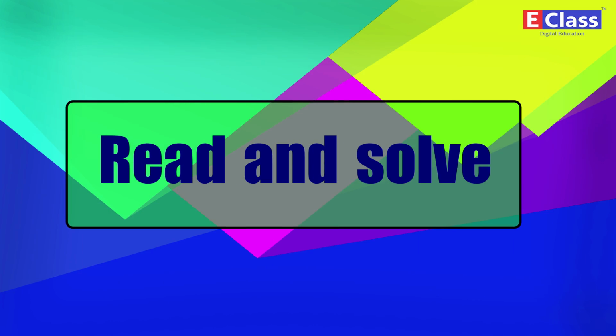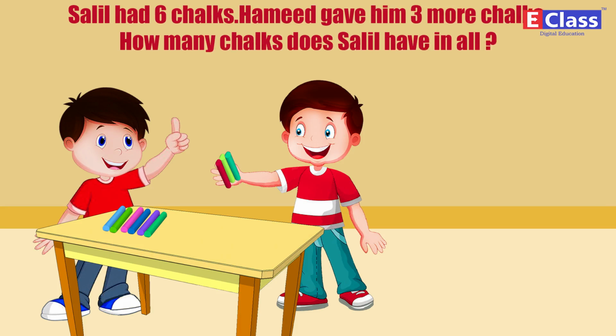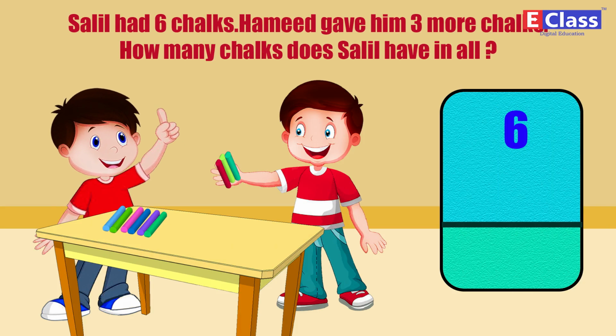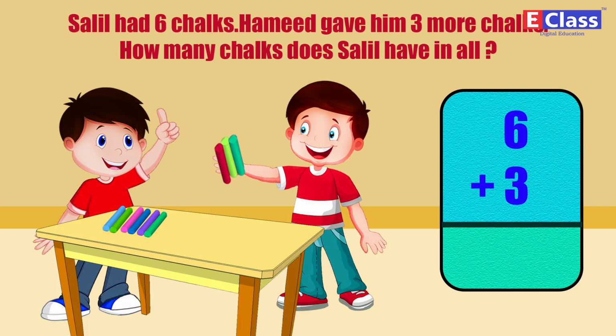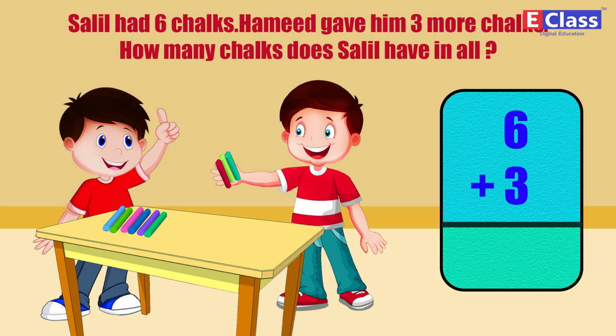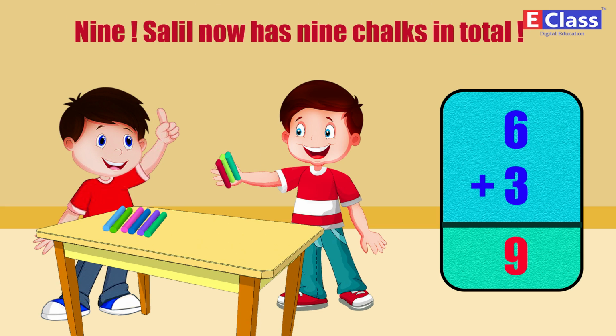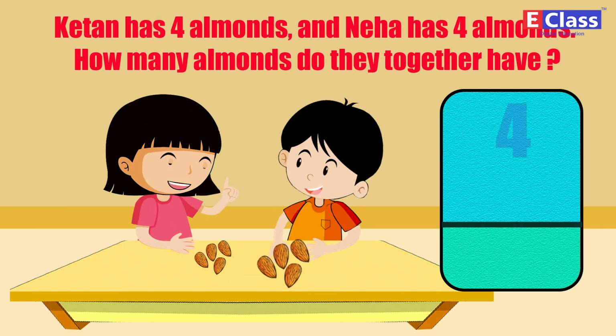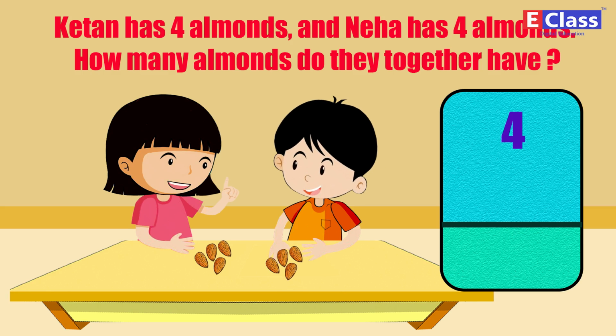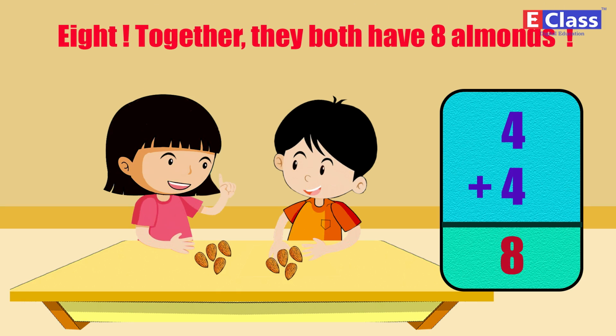Read and solve. Salil had 6 chalks. Hamid gave him 3 more chalks. How many chalks does Salil have in all? 9. Salil now has 9 chalks in total. Ketan has 4 almonds and Neha has 4 almonds. How many almonds do they together have? 8. Together they both have 8 almonds.